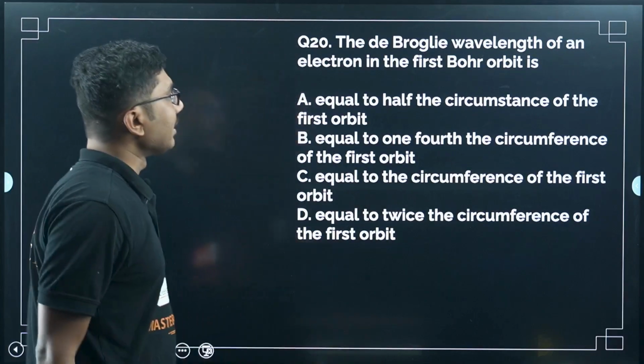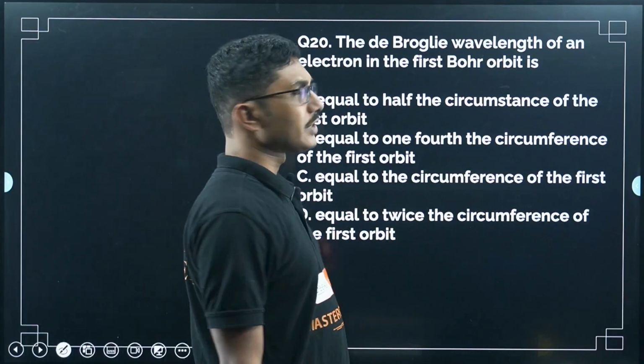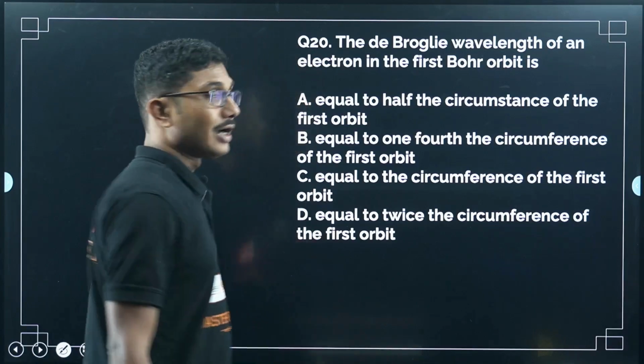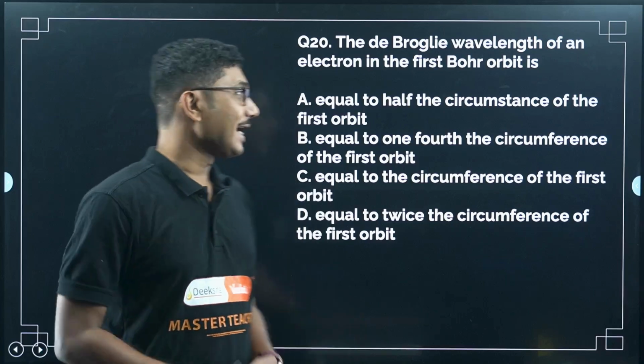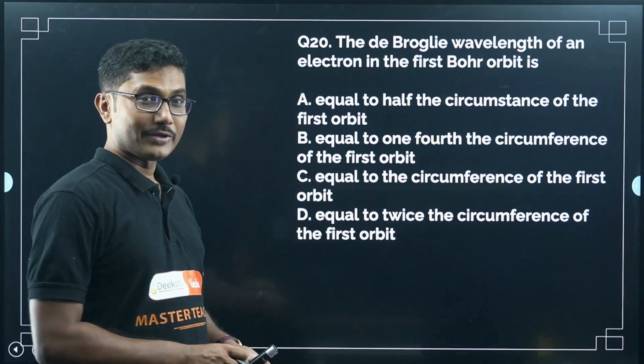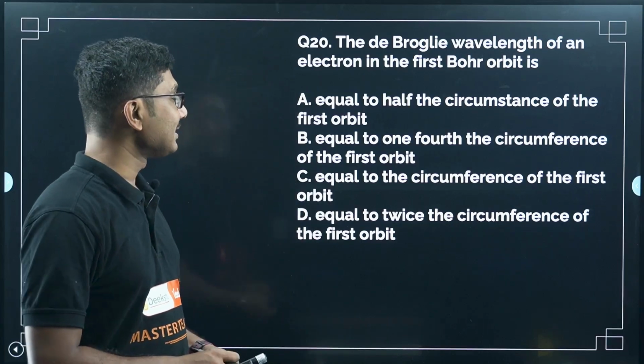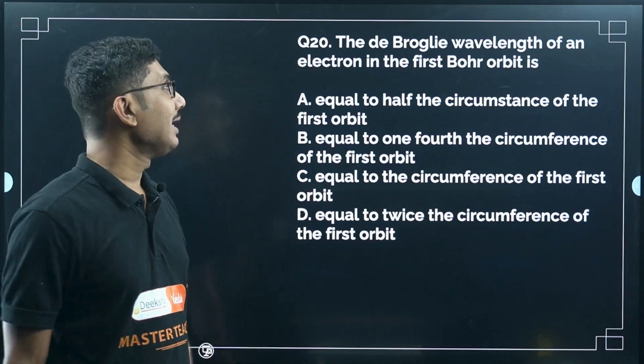The de Broglie wavelength of an electron in the first Bohr orbit. Now we are mixing de Broglie wavelength and atoms. I told you that we are going to solve these two chapters in this KPL. I hope you have prepared well.